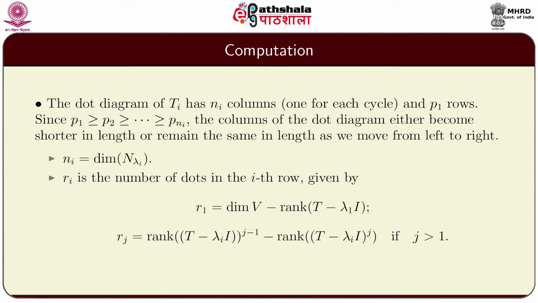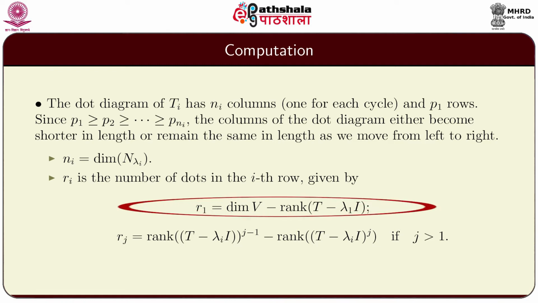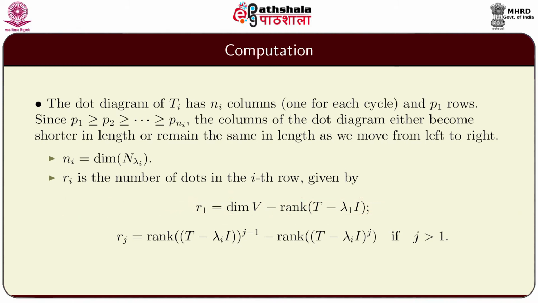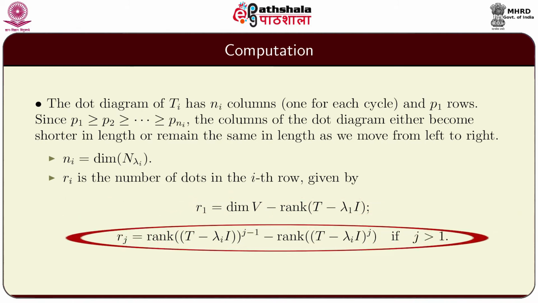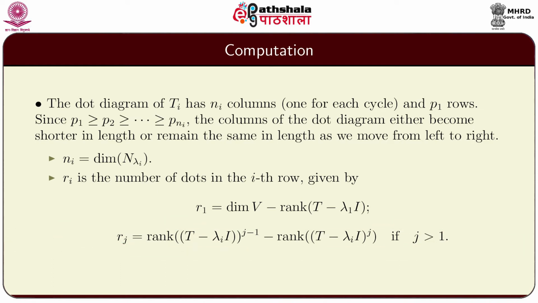Rj is the number of dots in the jth row, given by R1 equal to dimension of V minus rank of T minus λi I, and Rj equal to rank of (T minus λi I) raised to j minus 1 minus rank of (T minus λi I) raised to j, if j is greater than 1.